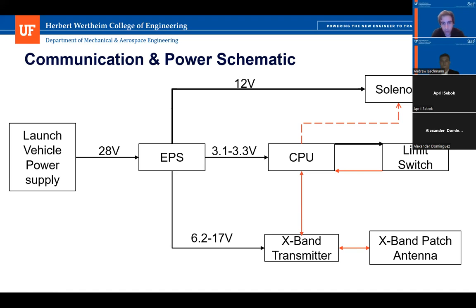The EPS is also directly connected to the solenoid, but as you can see, the dashed red line from the CPU to the solenoid represents that the CPU does send commands to the solenoid, but it does not have any direct wiring. This is because the CPU can send signal to the EPS to stop providing the voltage to the solenoid. And what this does is the solenoid can open once there's no voltage applied.